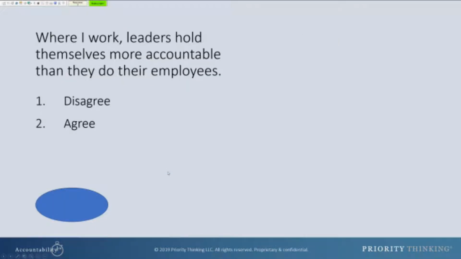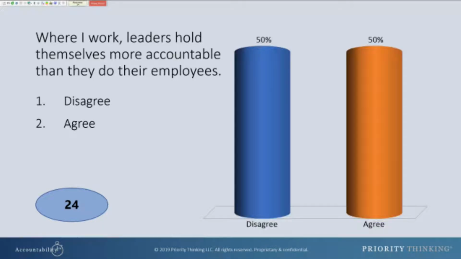All right, next question. Where I work, leaders, and this is just about the leaders in your organization, hold themselves more accountable than they do their employees. Do you agree or disagree with that statement? So choose 1 for disagree, 2 for agree. Okay, very good. I'm going to close the polling here shortly. Wow, we got a perfect split there.